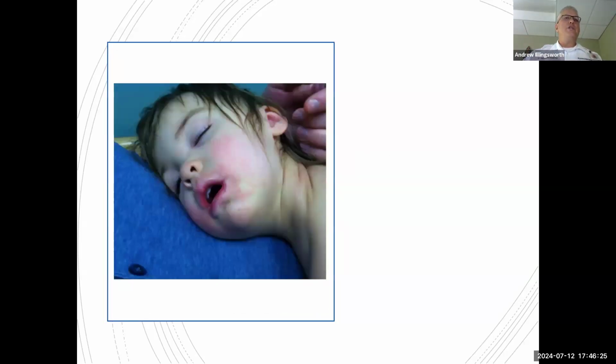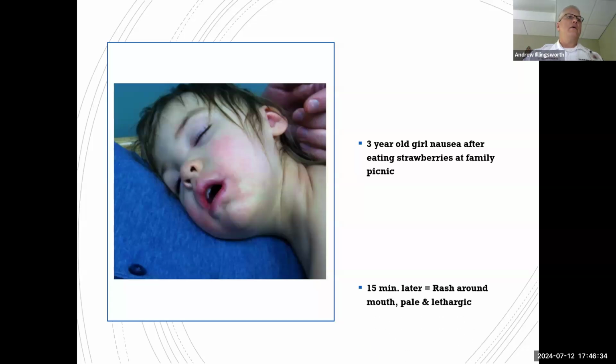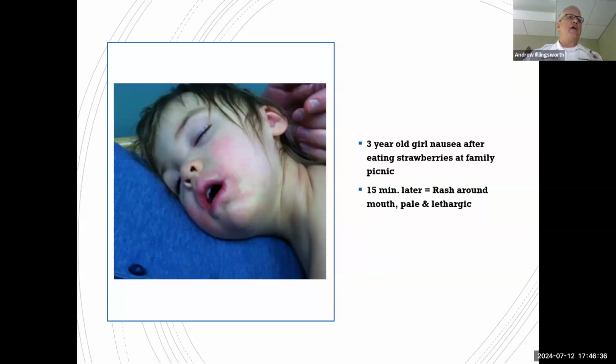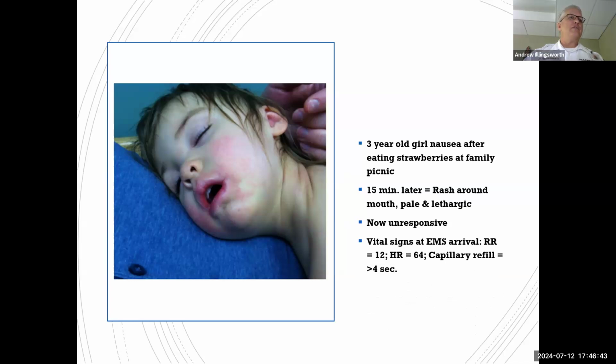All right, look at this patient. This patient is a 3-year-old girl. She was nauseous after eating strawberries at a family picnic. 15 minutes later, she had a rash around her mouth. She was pale and she was lethargic. She's now unresponsive. Her vitals are this: a 3-year-old with a respiratory rate of 12, heart rate is 64, capillary refill is less than 4 seconds. This is one sick kid that is progressing quickly.